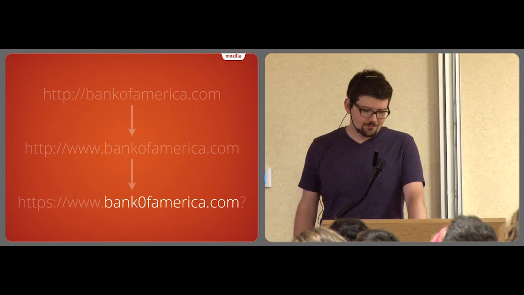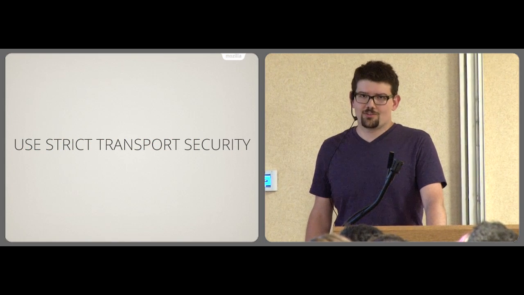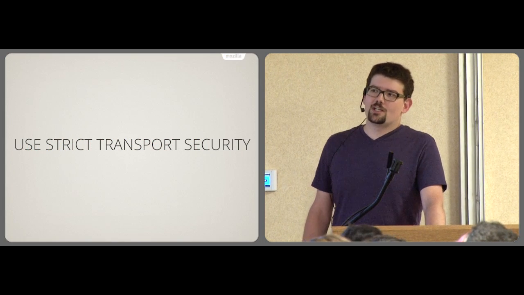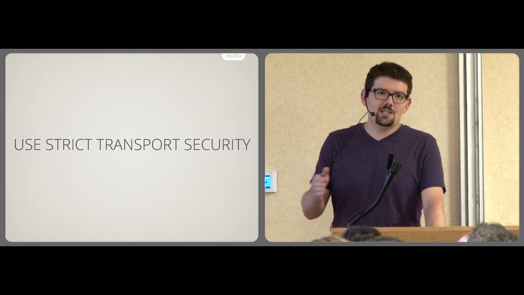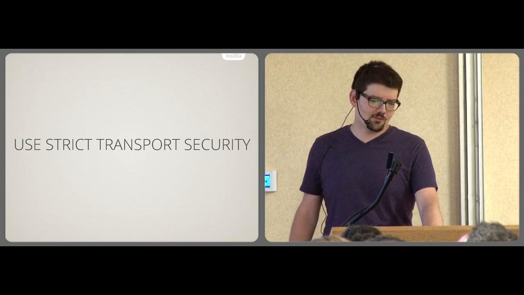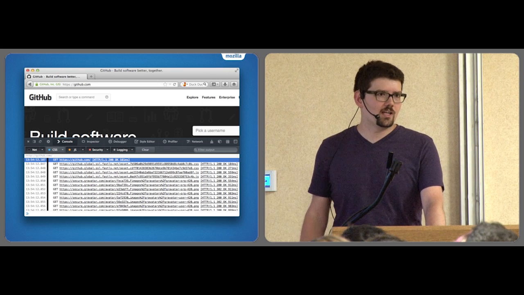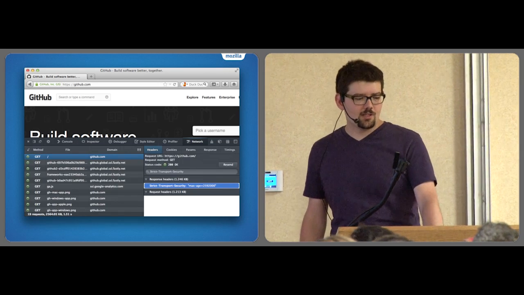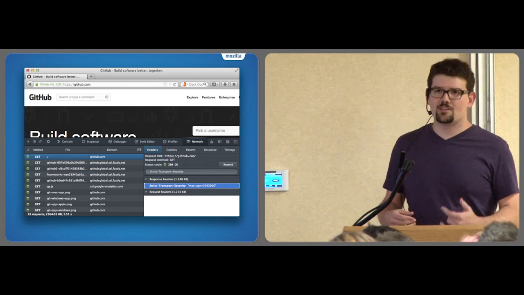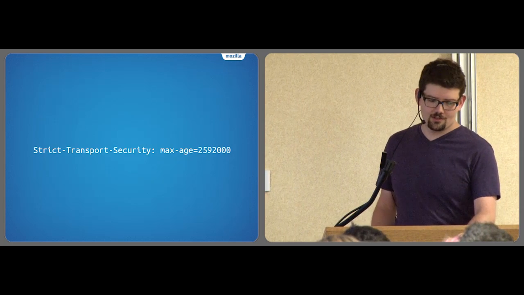What can you do about it? The answer is to use strict transport security. When I type github.com into my browser, even when I type http://github.com, my browser makes one request to the secure version of that site. It does that because in the response, GitHub sets a header called Strict-Transport-Security. It looks like that.